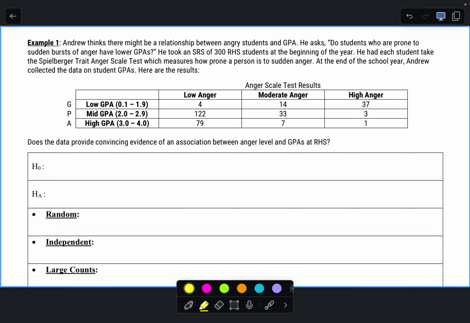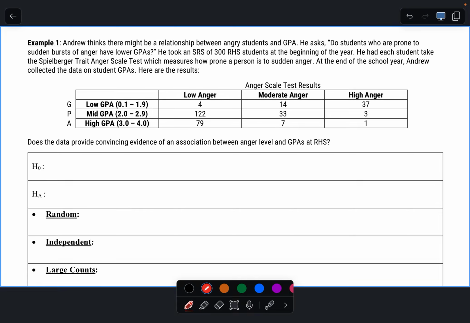We have, Andrew thinks there might be a relationship between angry students and GPA. So he asks, do students who are prone to sudden bursts of anger have lower GPAs? And he took an SRS of 300 RHS students. He had each student take the Spielberger Trait Anger Scale test, which measures how prone a person is to sudden anger. And at the end of the school year, he collected student GPAs. Does the data provide convincing evidence of an association between anger level and GPAs?